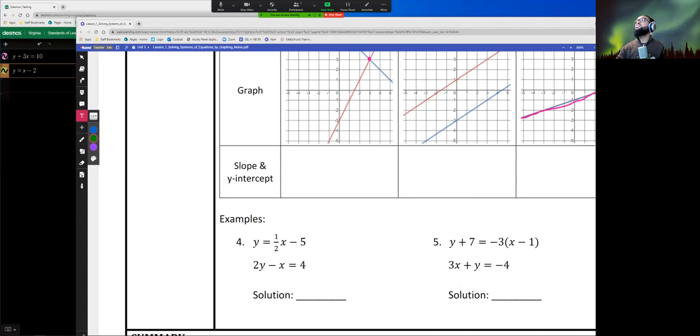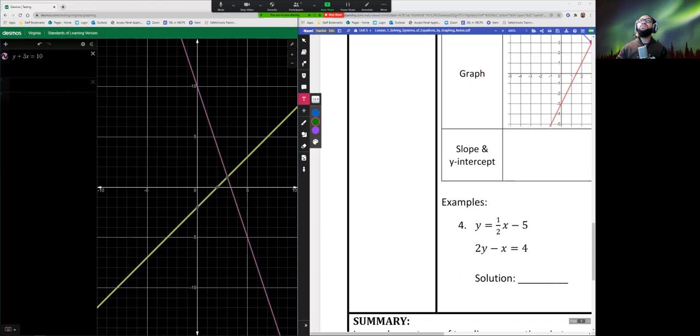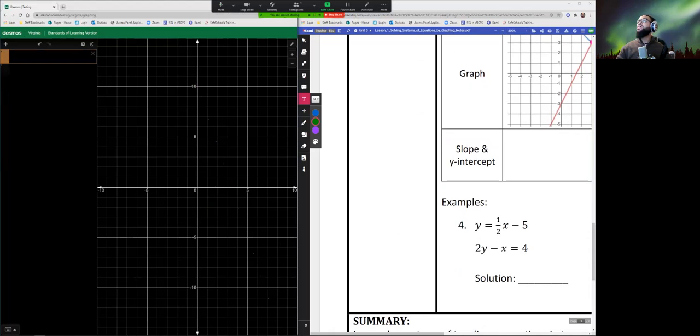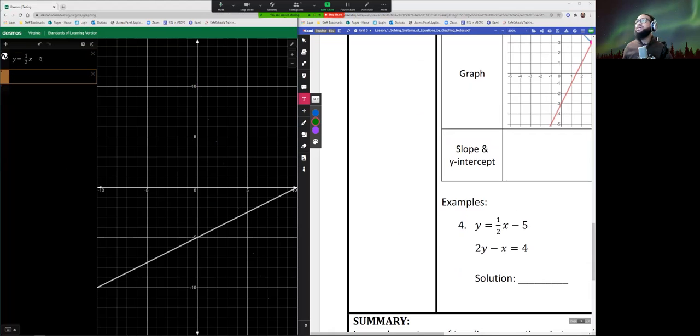To do that, I'm going to split screen with Desmos again. I'm going to type them in. This first one, number 4. I'm going to do number 4, and I want you all to do number 5. Number 4 says y equals 1/2 x minus 5. So I'm going to type that in. y equals 1/2 x minus 5. I'm going to type that line in, and I'm going to type in 2y minus x equals 4. There we have it, 2 separate lines, and these things do not intersect.